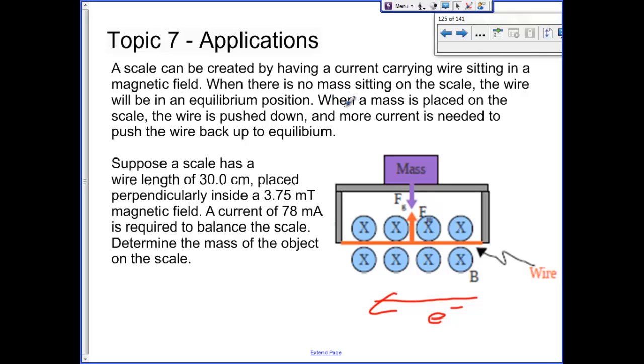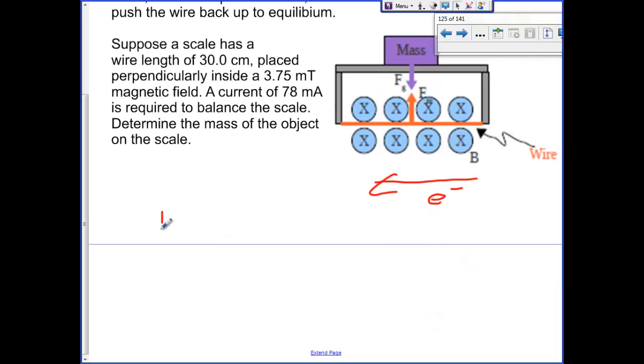What they then continue to say here is if there's no mass sitting on the scale, the wire is at equilibrium. But as soon as you place a mass on the scale, this gets pushed down. And then in order for it not to keep falling down and down, you have to add more current, because the more current you add, the more magnetic force it pushes back up. Does that make sense? So we have two forces that have to equal each other. We have to have gravity equal a magnetic force.